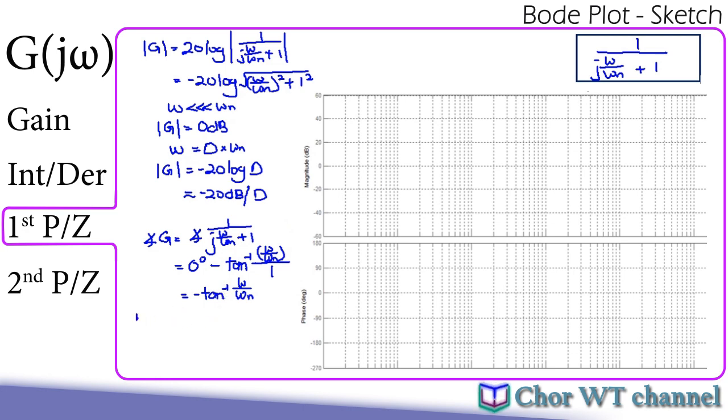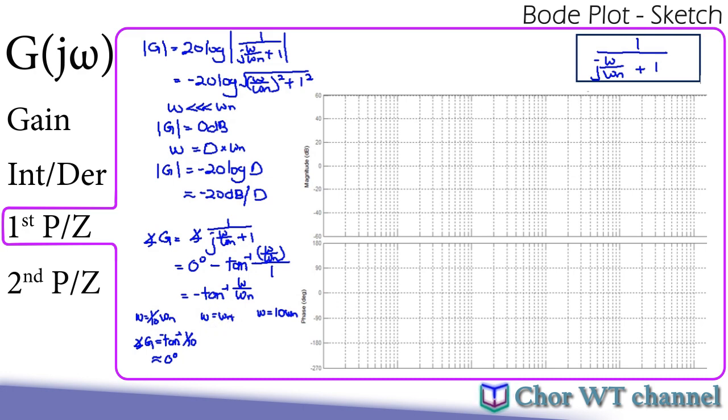The first case here is when omega is 10 times smaller than omega n, or somewhat even smaller. Next, omega will be equal to omega n. And then omega is 10 times omega n. When omega is much smaller than omega n, let's say 10 times smaller, by substituting this relation back into the expression for phase, we can observe that my phase will become 1 over 10, minus.